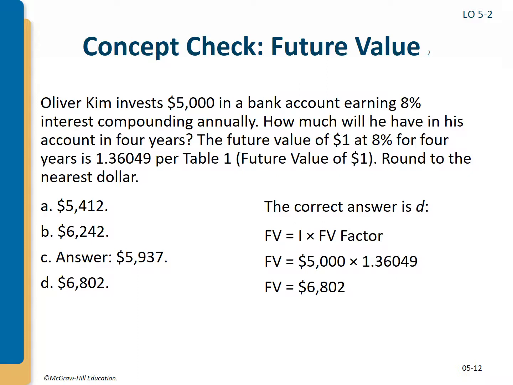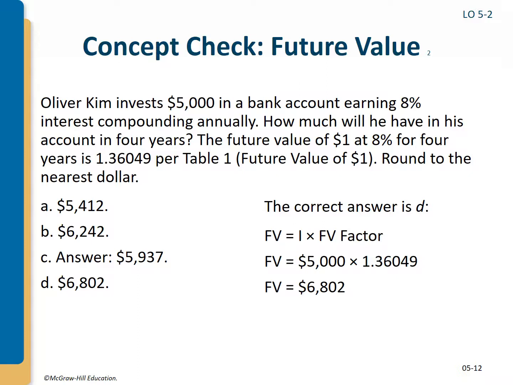So, is the calculation wrong? Where's the answer wrong? N is 4, I is 8, present value is 5,000. I'm just putting these numbers in my financial calculator and navigating with my arrows on the right-hand side. I go down to future value, make sure the cursor is blinking there, alpha, enter. And the correct answer is 6,802. So the answer key there is wrong. It should be D.